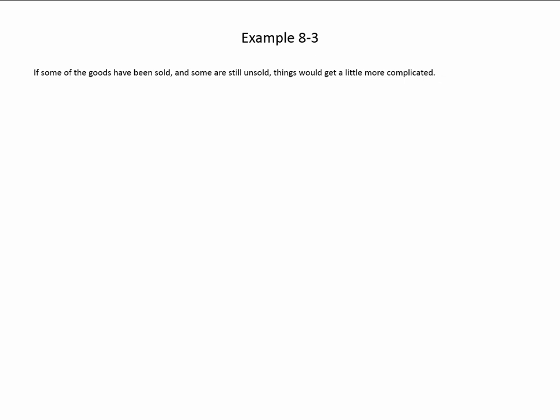Now, what if some of the goods have been sold and some are still unsold? Well, in that case, things get a little bit more complicated. Again, we have this $2,000 gross profit, this $2,000 markup on this inventory, and basically that inventory is either still on hand, or it's been sold, or some of each. And what we have to do is adjust both cost of goods sold and inventory appropriately to reduce those to their correct values. So again, no matter what, we have to eliminate the intercompany sales revenue, and we have to eliminate the intercompany cost of goods sold.